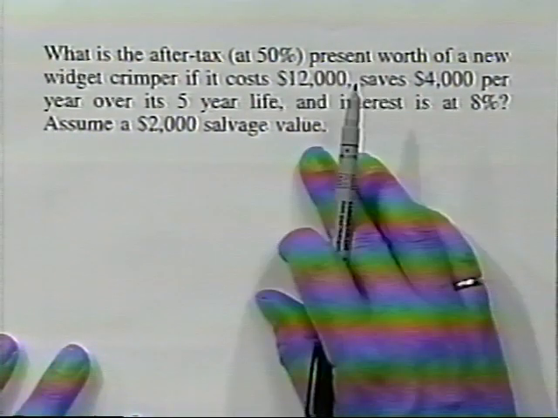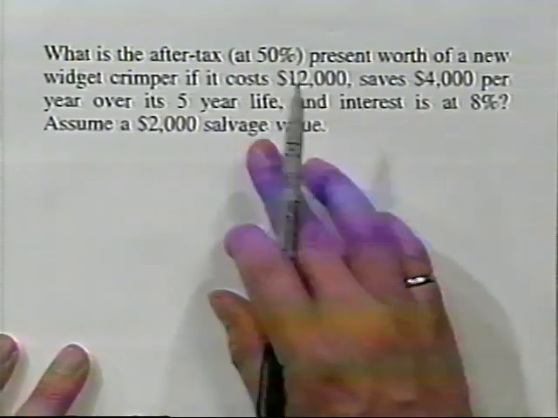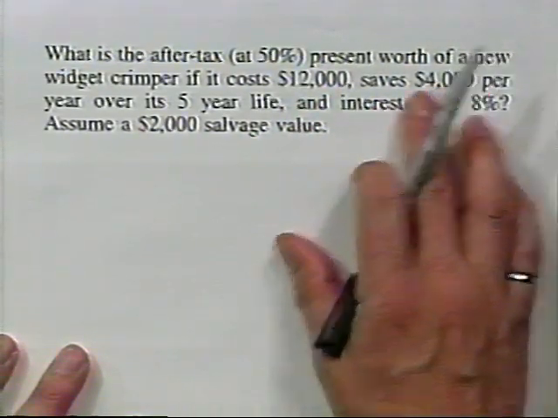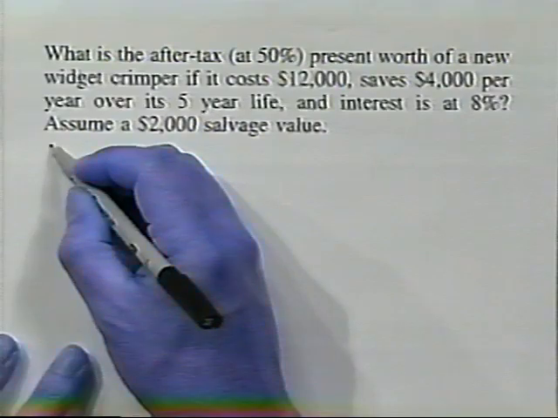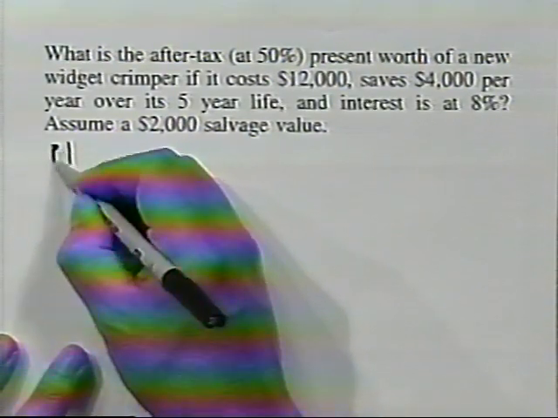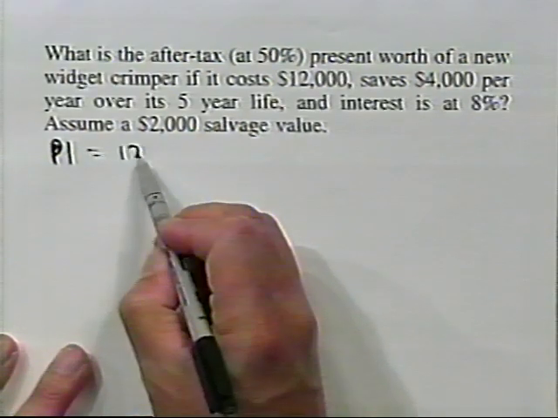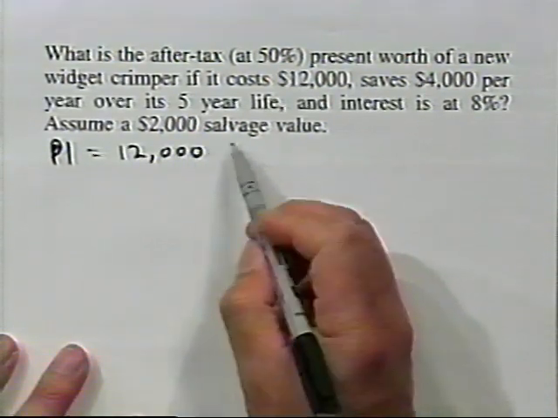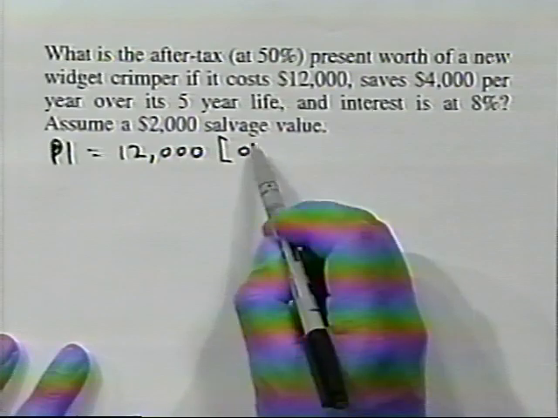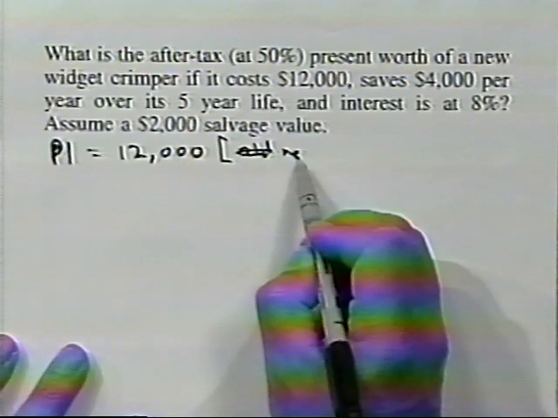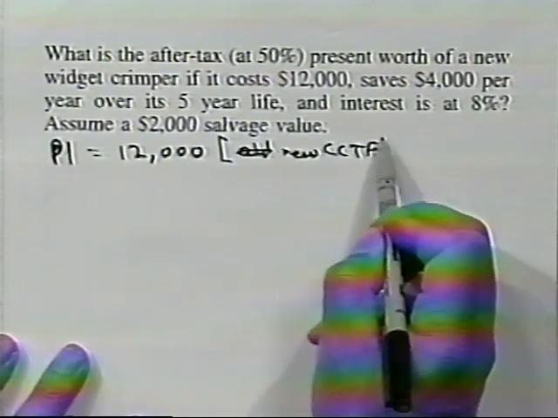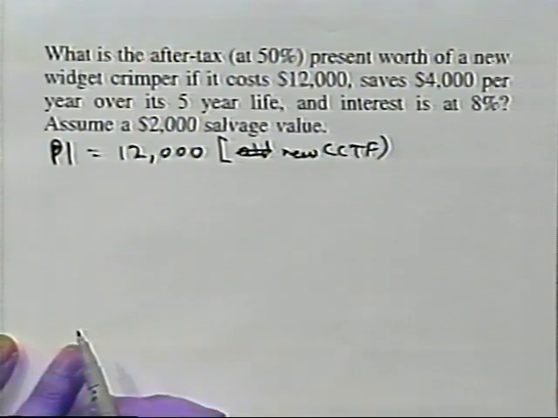Now we're going to be looking at the 3 components of our tax calculation: the present worth of first cost, savings, and salvage value separately. I'll call them P1, P2, and P3. So P1 would be the first cost. It's going to be $12,000 times the new CCTF. So we have to calculate the new CCTF.